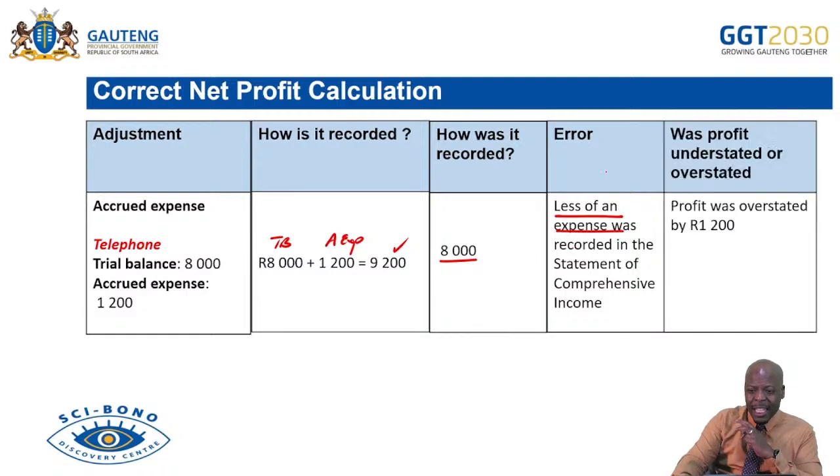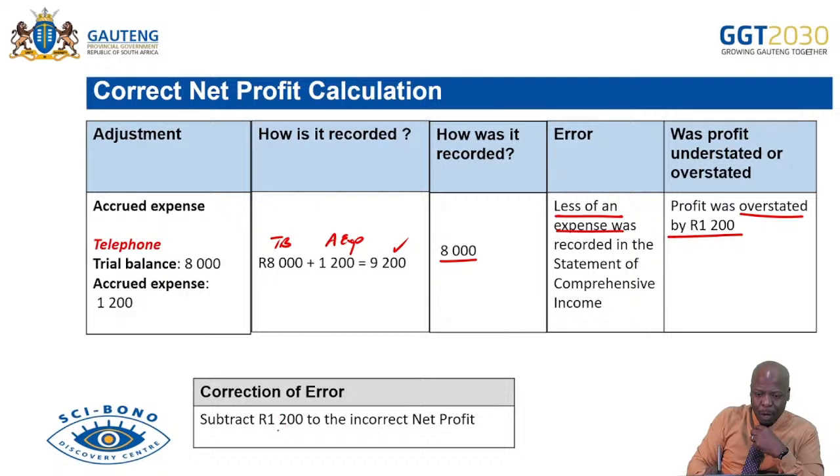Now, if we record less of an expense, it will lead to our profits being overstated by 1.2. So if our profits were recorded more, overstated, how do we correct it? We subtract the 1.2 from the incorrect net profit. That is how we would then correct such an error.